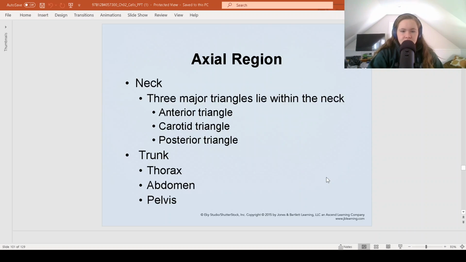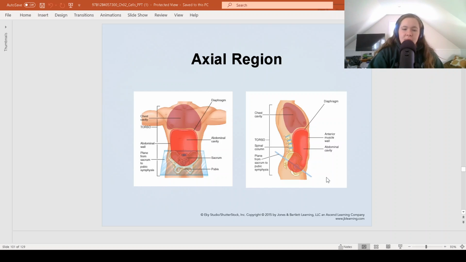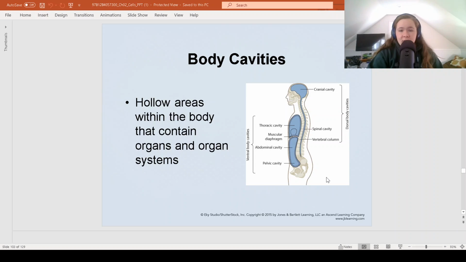Neck: the 3 major triangles lie within the neck: anterior, carotid, and posterior. Trunk is the thorax, abdomen, and pelvis. Axial region: once again, we have a diagram explaining all of this. Just take a screenshot. Body cavities are hollow areas within the body that contain organs and organ systems. We have the cranial cavity, spinal cavity, vertebral column, thoracic cavity, pelvic cavity, and they just go all the way up.